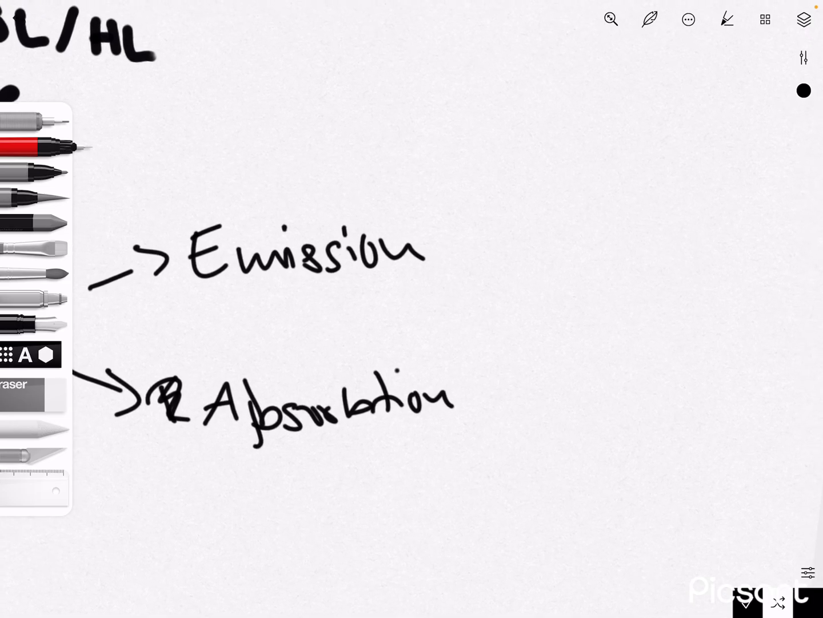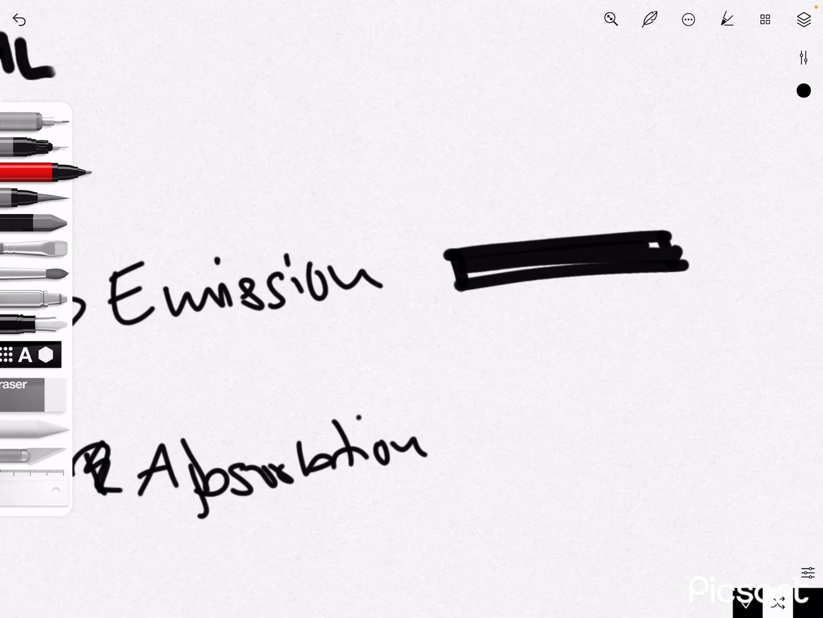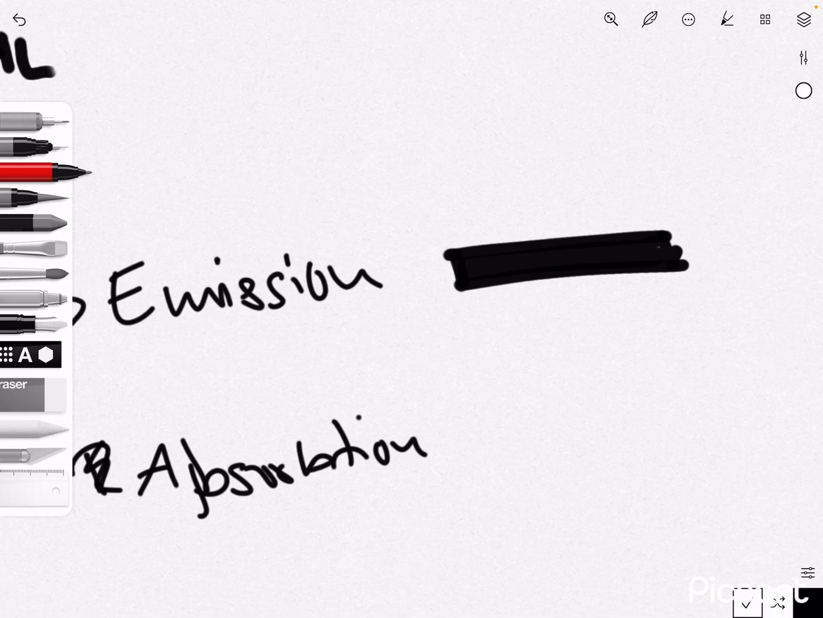Now, the emission spectrum would look like a black bar with, imagine that these are the rainbow colors from red to violet, and they would look a little something like this.